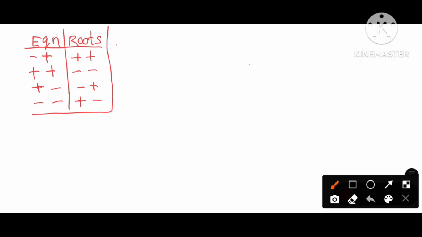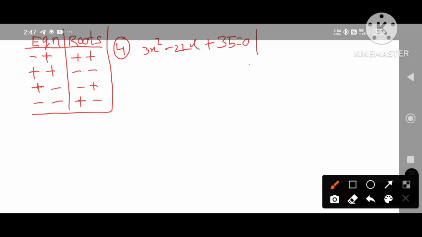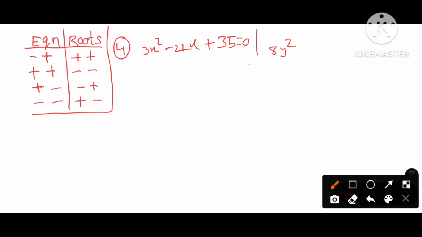Now we are going to see the questions that also have coefficients. Let's see question number 4, which is 3x square minus 22x plus 35 equals 0. And the y equation is 8y square minus 26y plus 21 equals 0. Here minus and plus, so both the roots are positive. So we cannot compare which root is greater and which is lesser, so we go with the basic traditional method.